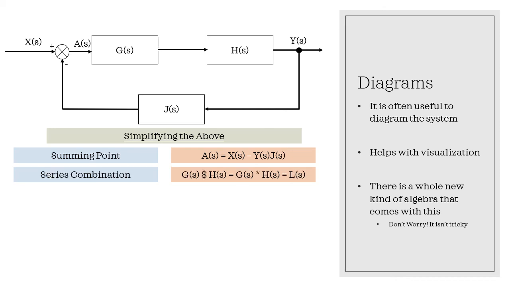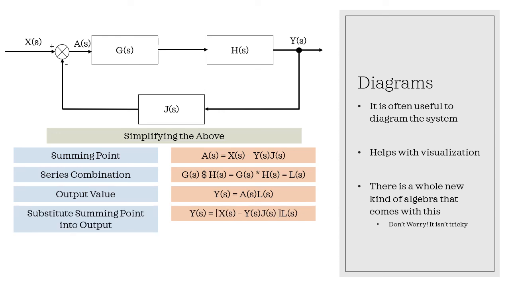The next thing to do is to combine the transfer functions that we can, simplify them. And in this case, G and H are in series with each other, and we know that this means we simply multiply the 2 together, and we're going to call that new transfer function L. Once we have L, the output Y is equal to A times L. We're almost there. To get our final relationship between X and Y, we need to substitute our equation of A into our output Y. So now we have our output Y is equal to the quantity input X minus YJ quantity times L.